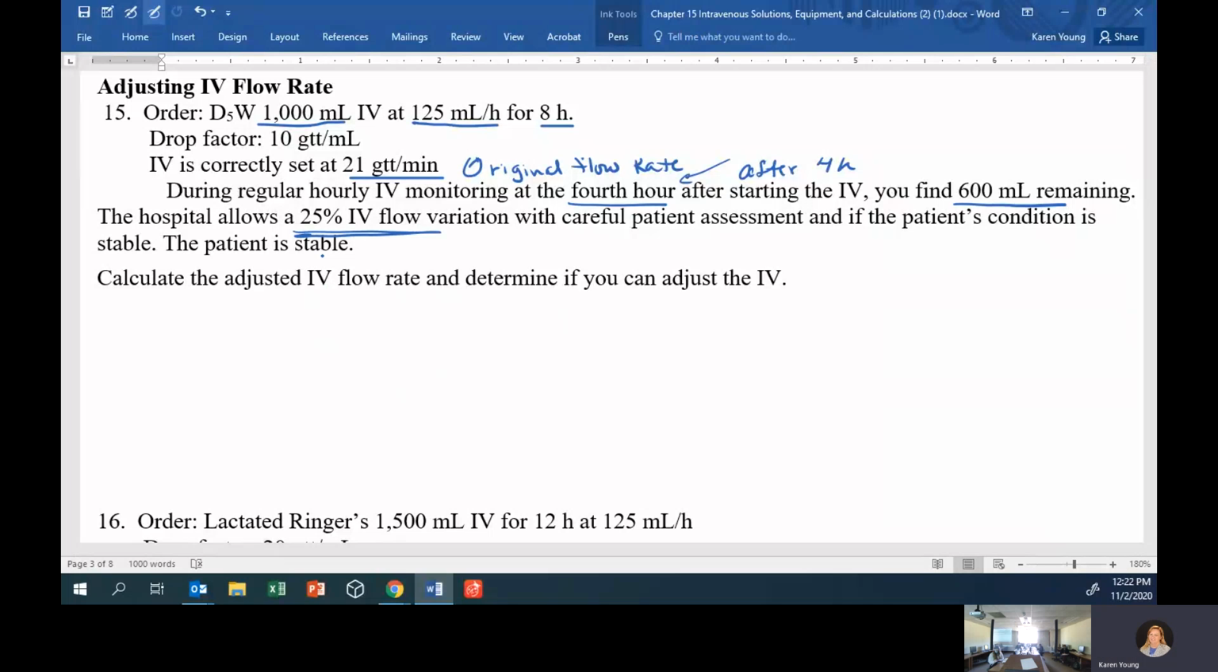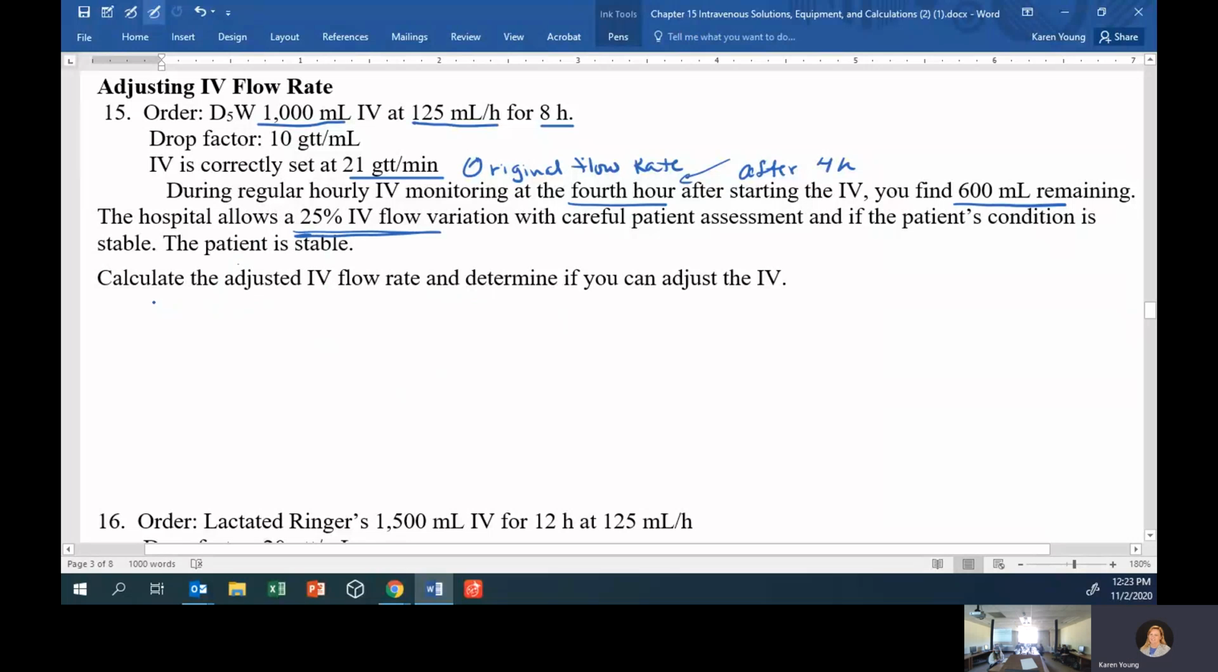Now, they use that 25% flow variation because if you reset it and there's too much of a variation between what the original is and what the new is, you can give the patients too much fluid. It'll saturate their body tissue and they basically drown in their own tissue. So there's a process to this.